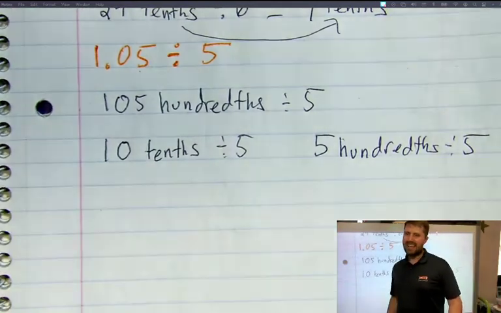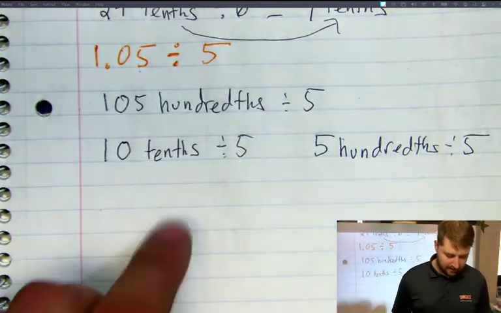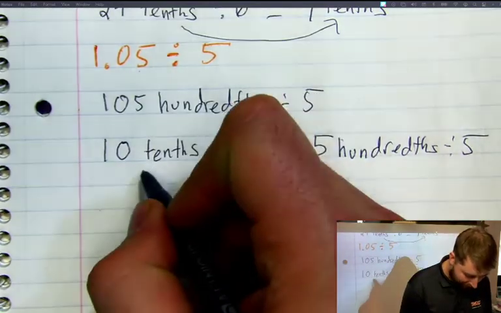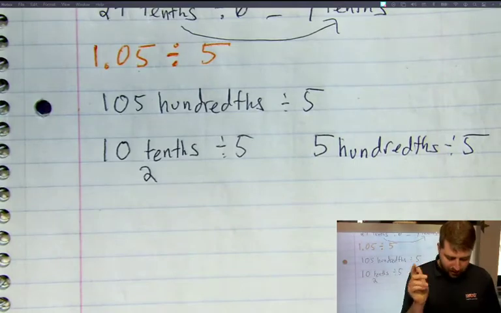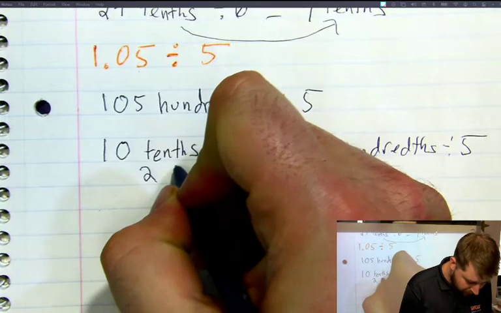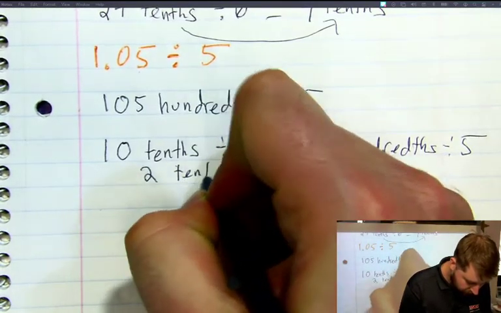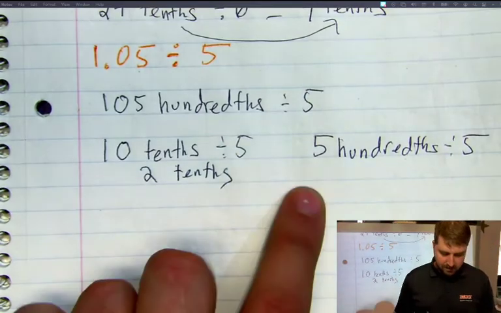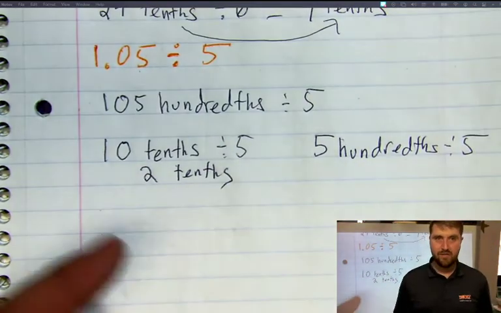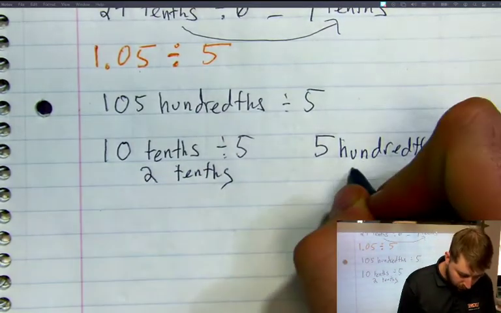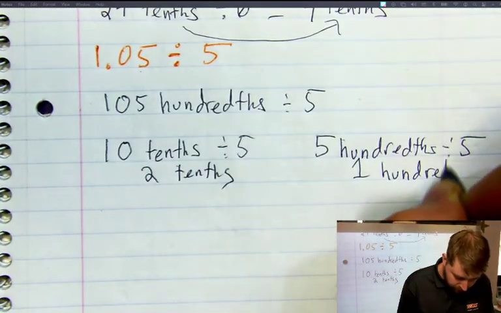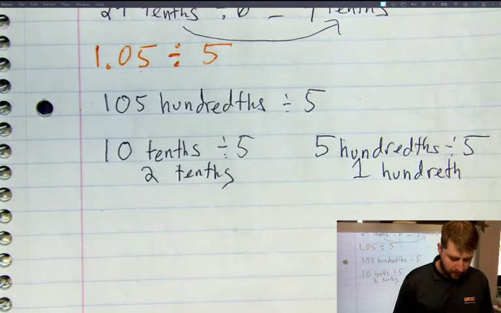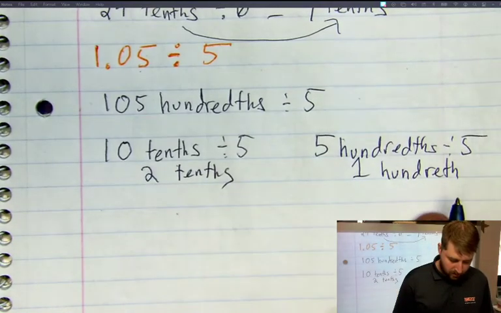Okay, and what is 10 tenths divided by 5? Well, 10 tenths divided by 5 is 2, because 10 divided by 5 is 2. That's a basic fact, okay? 2 what? It is 2 tenths. 5 hundredths divided by 5 is 1. 5 divided by 5 is 1. 1 what? 1 hundredth. So then we would have 2 tenths and 1 hundredth.